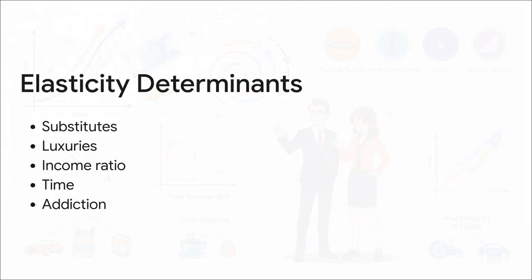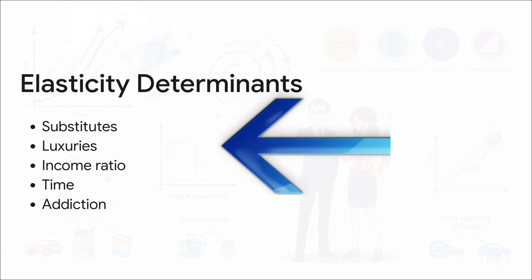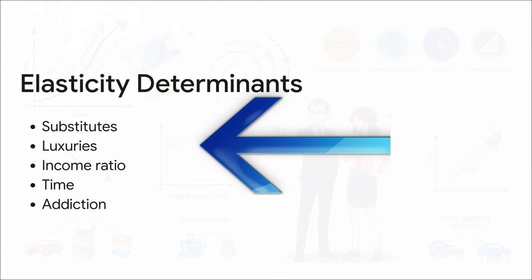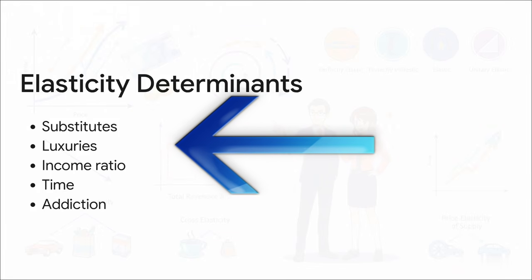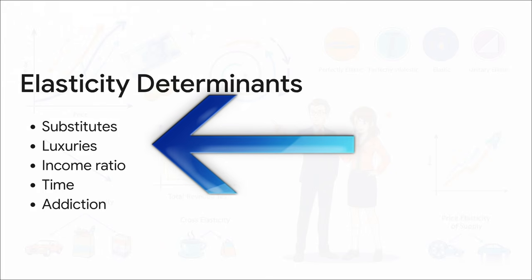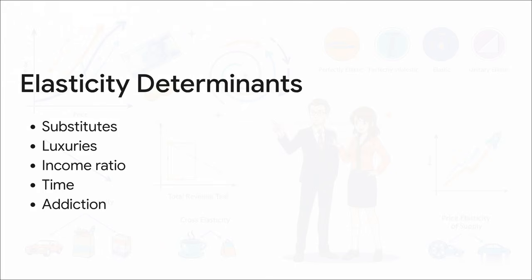So why does one good completely break the market while another barely causes a ripple? Well, it all boils down to these tactical determinants. The absolute biggest factor? Substitutes. If a product has a ton of substitutes, say mutton or chicken, it's going to be highly elastic. If the price goes up, people will just easily switch to something else. No big deal. But if it's a necessity or highly addictive, or there just aren't any substitutes, like salt or matches, demand becomes highly inelastic.